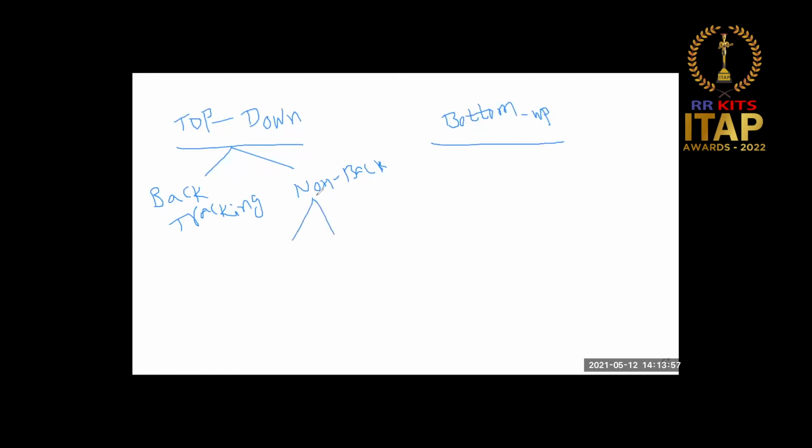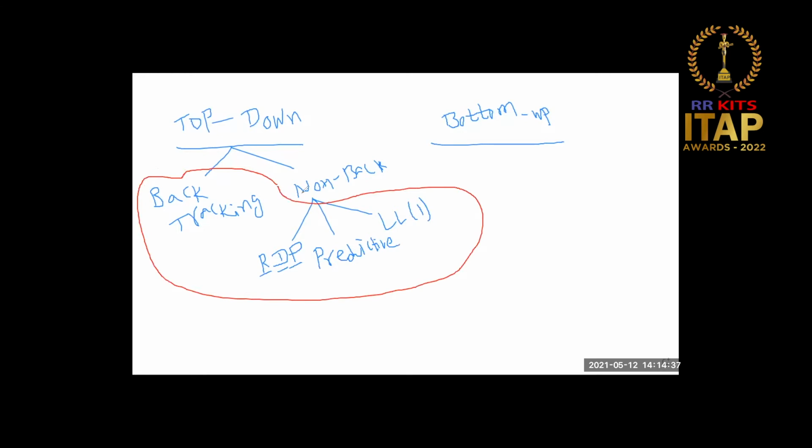In non-backtracking, we are going to learn about various techniques such as RDP, the recursive descent parser, and next one is the predictive parser, and next one is LL(1). So these are the 4 topics we are going to learn in top-down parsing: backtracking, recursive descent parser, predictive parsers, and LL(1).